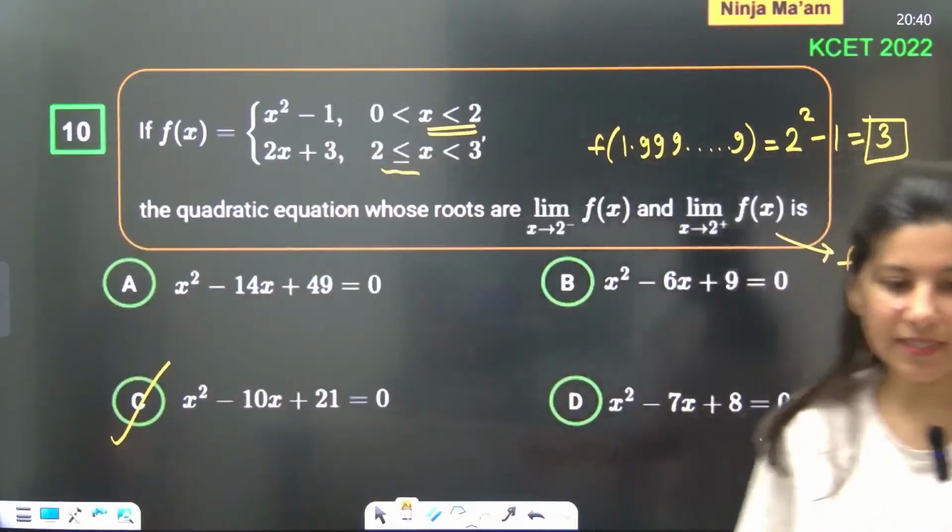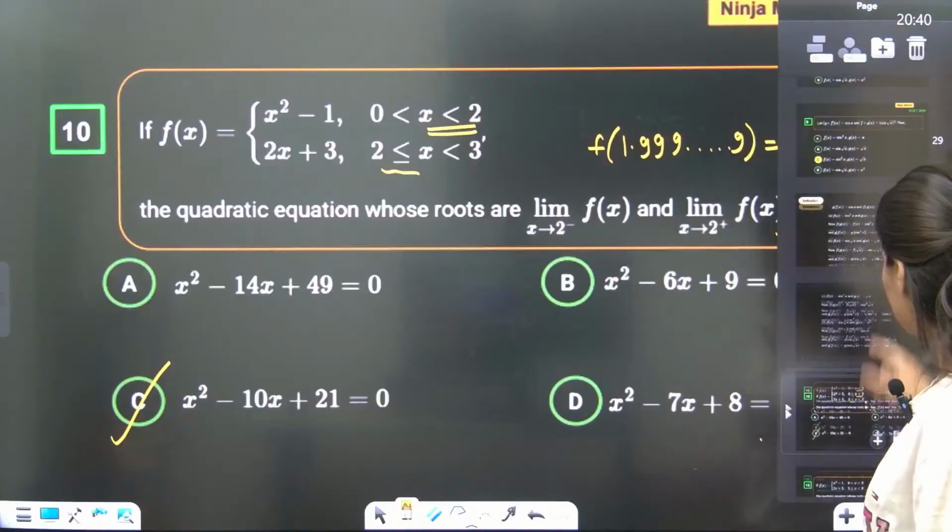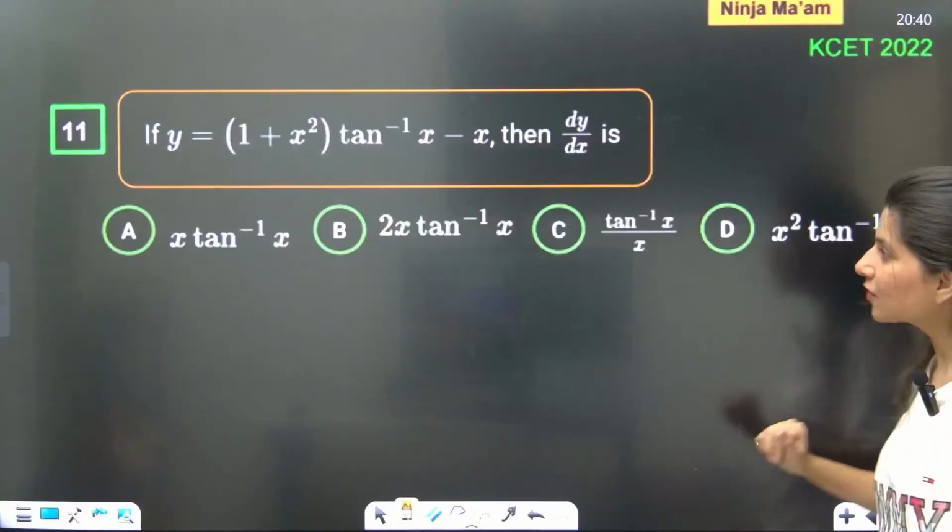Okay. C means chicken biryani. Chicken biryani. Okay. The next question.